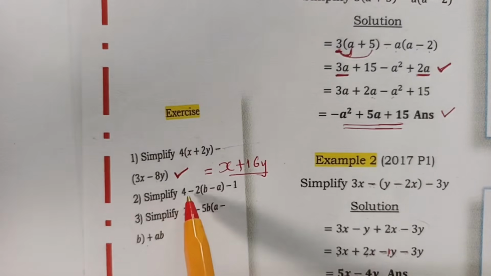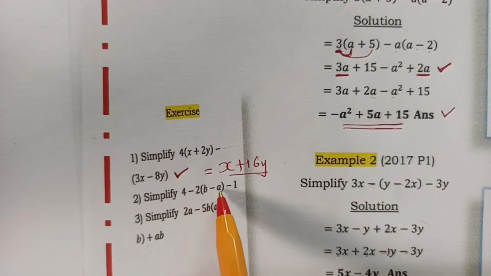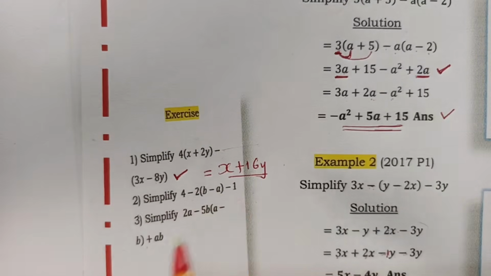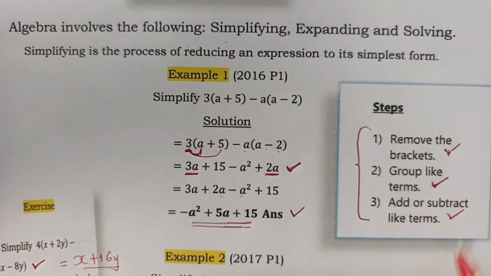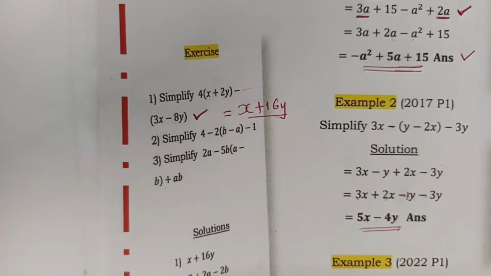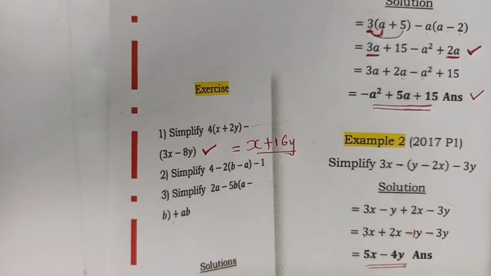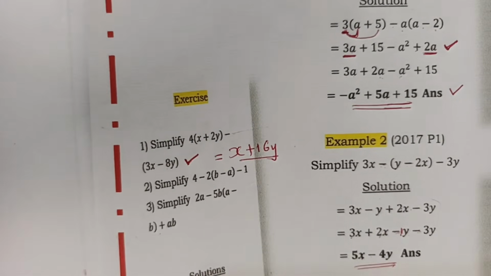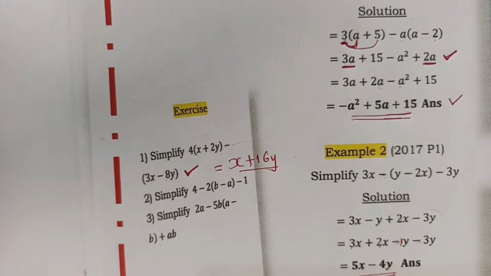So we've got 4 minus 2 open bracket b minus a close minus 1. So follow the steps. The steps are right over here. This is what you need to follow, okay? So try to answer, and what answer are you getting?